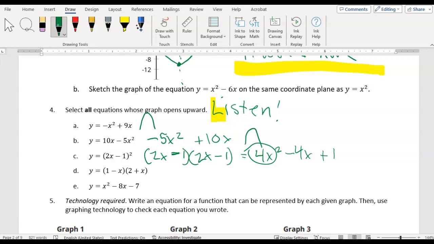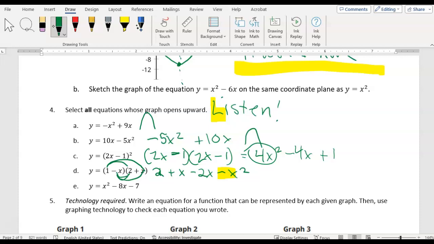For letter D, let's rewrite this. Now notice what's going to happen. These are written backwards. So let's see what happens. We'll get 2 here, and then times plus x. Then negative x times 2 is negative 2x. And then negative x times positive x is negative x squared. So you may already notice that this negative coefficient of x squared means that this is actually going to be opening downwards. And so this is not an answer option.